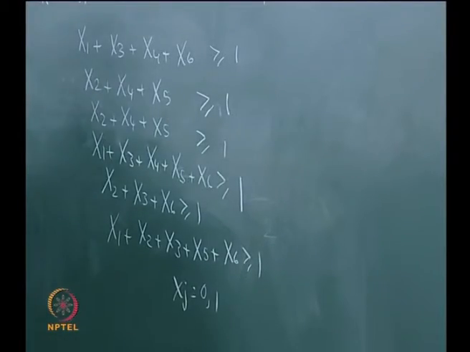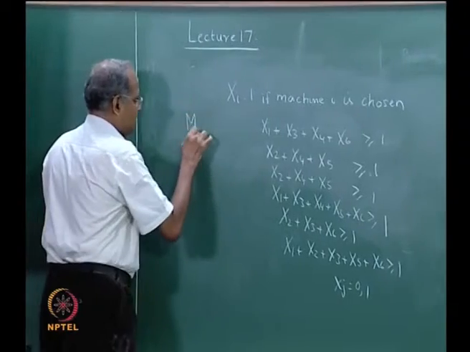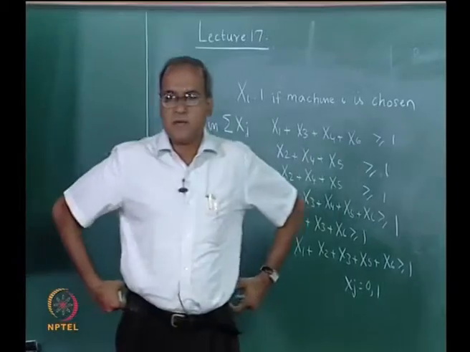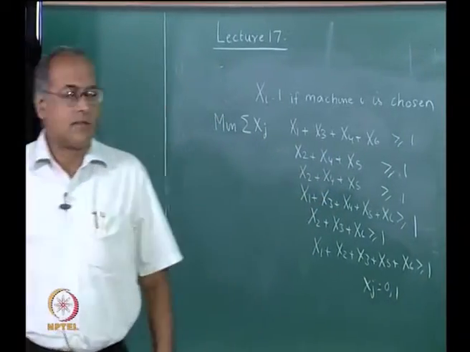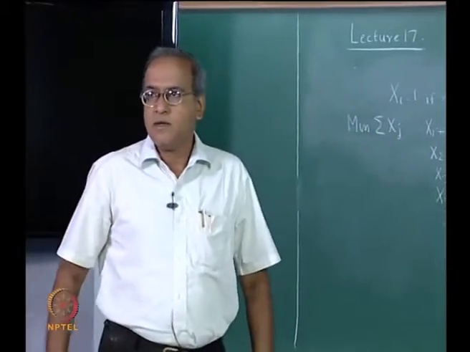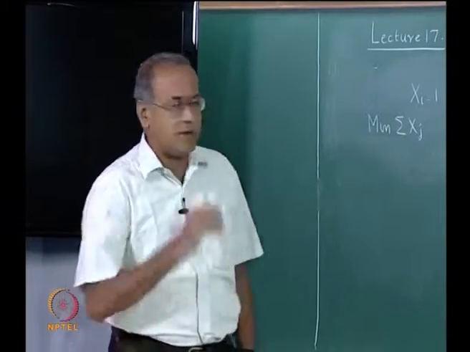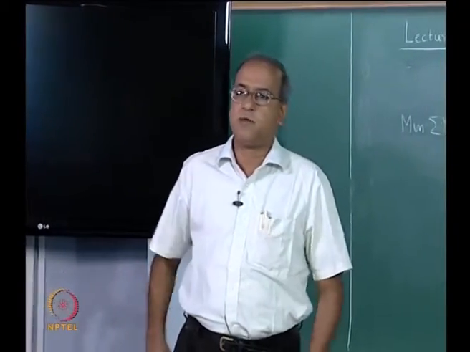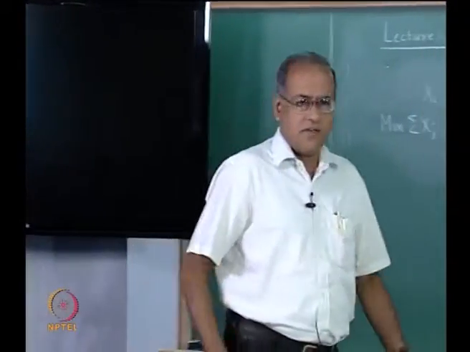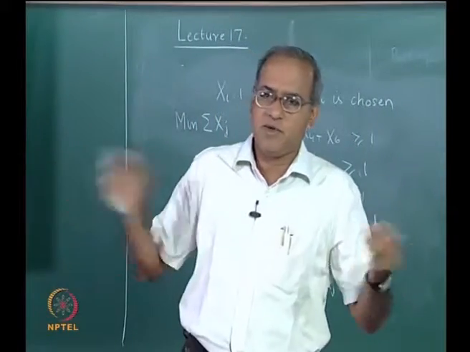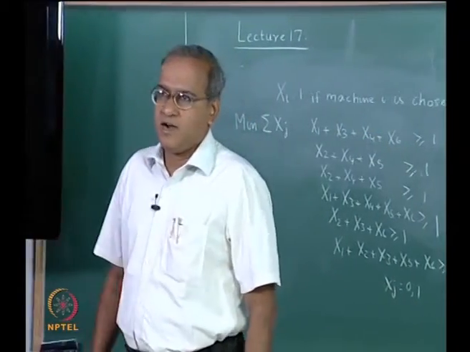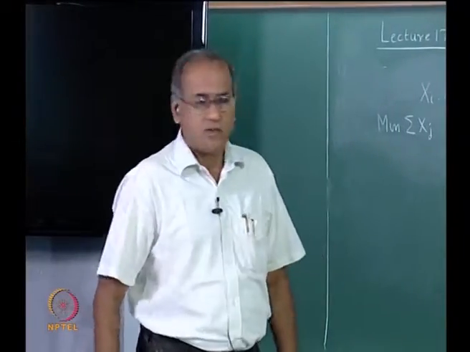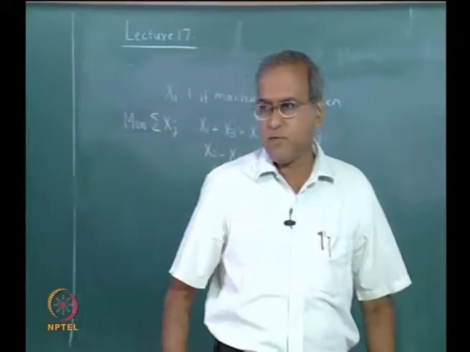Obviously we want to minimize the number of machines that we choose. So, minimize sigma xj. So, there will be as many variables as the number of candidate machines, there will be as many constraints as the number of operations. The objective function is a straightforward objective function of minimizing sigma xj. All right hand side values are 1 and so on. So, this can be solved as a binary IP once again.